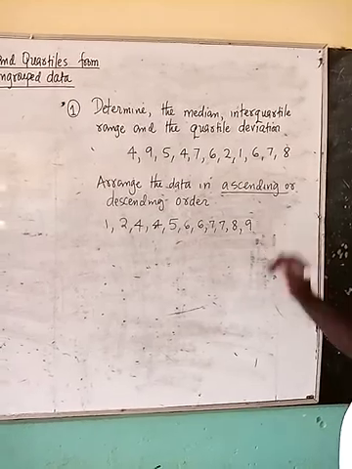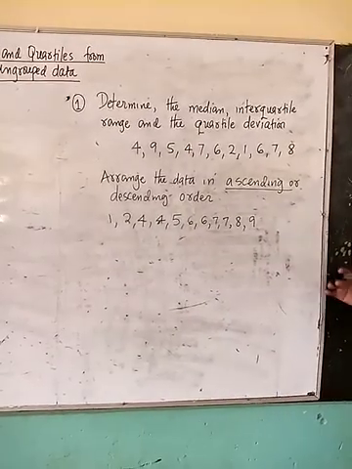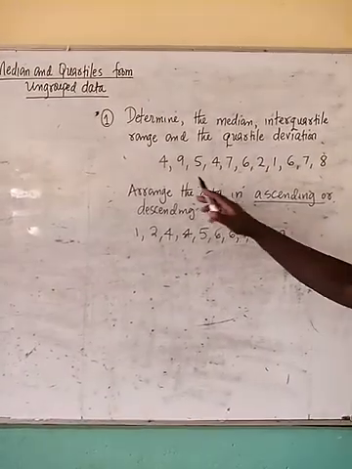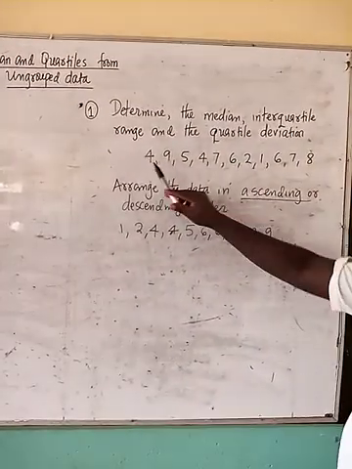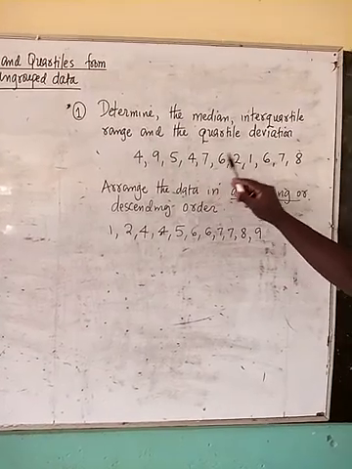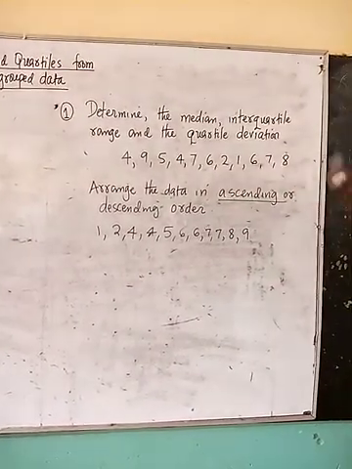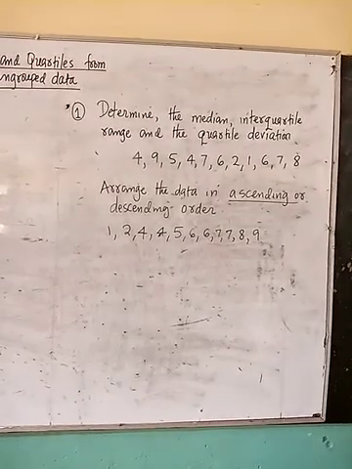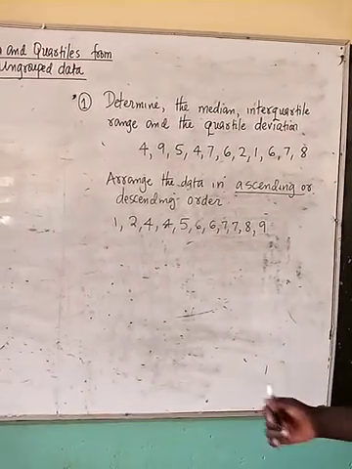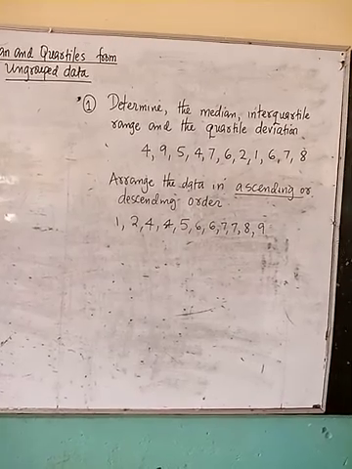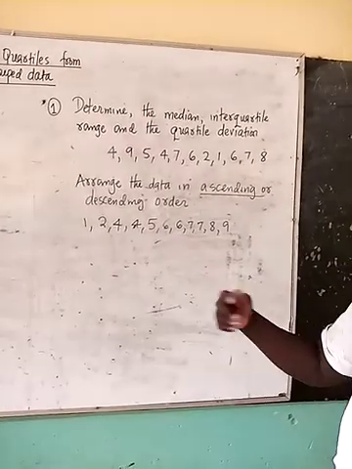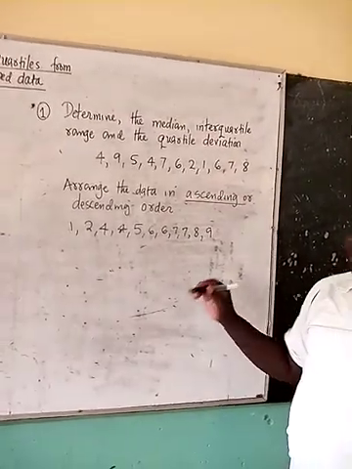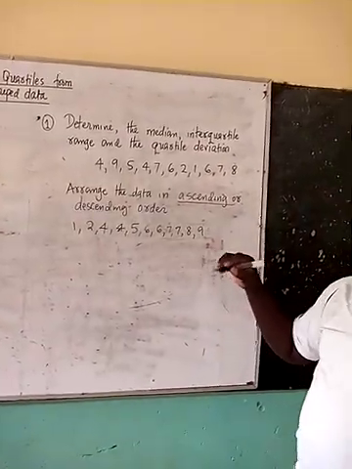And 9. You confirm that you have listed all the numbers. One way of confirming is counting all these numbers. How many are there? So 1, 2, 3, 4, 5, 6, 7, 8, 9, 10, 11. There are 11 numbers. Now, we learned something in Form 2 that when we have an odd number of items, then only one number appears in the middle.